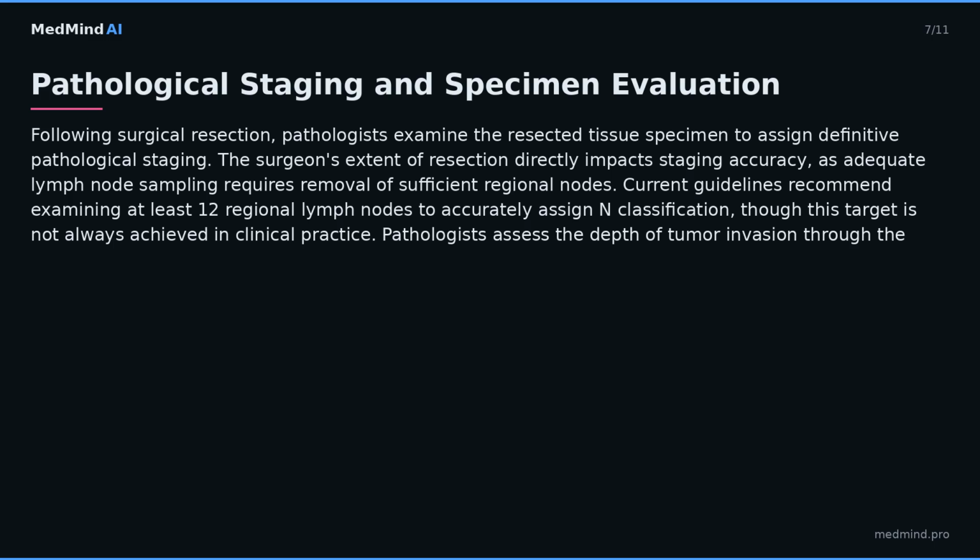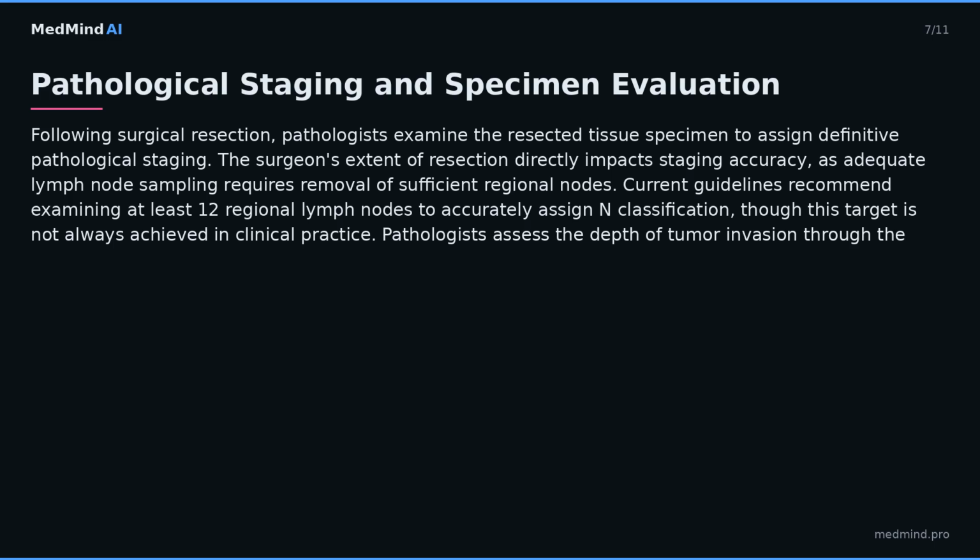Pathological staging and specimen evaluation. Following surgical resection, pathologists examine the resected tissue specimen to assign definitive pathological staging. The surgeon's extent of resection directly impacts staging accuracy, as adequate lymph node sampling requires removal of sufficient regional nodes.